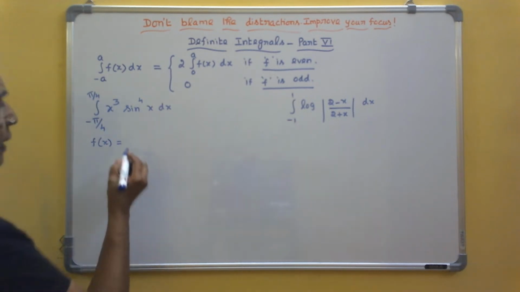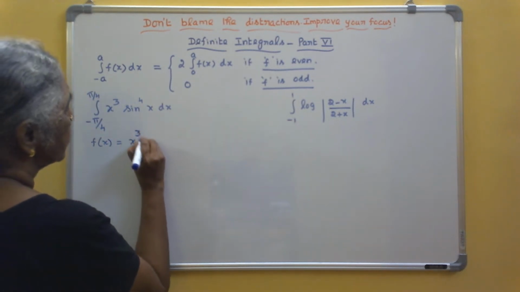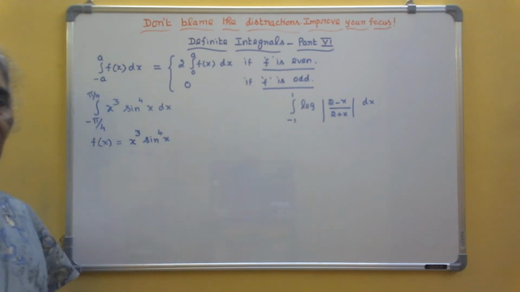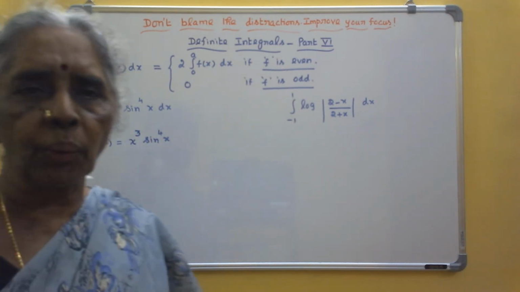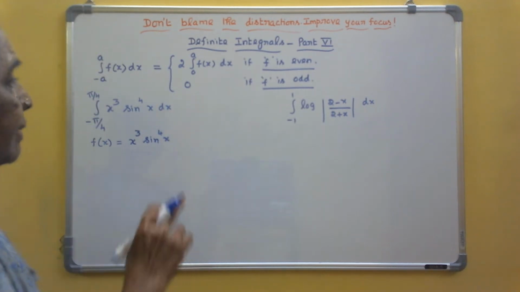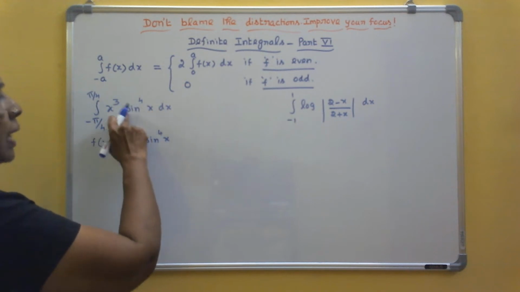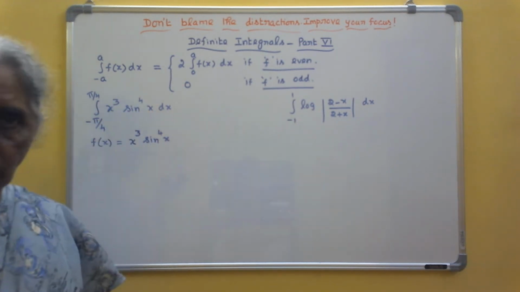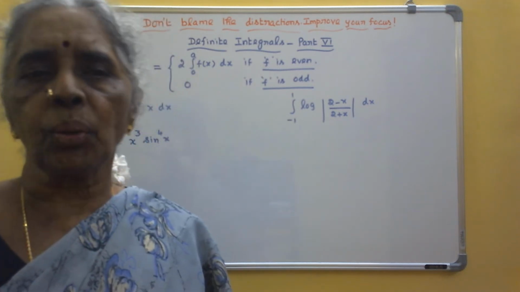and a trigonometric function. f of x is x cube sine power 4x. Okay. Actually, by practice you will know. Even without doing, you will be able to say. See, because it is power 4, this part will be plus. This part will be negation. So, the product will be negation. So, it is an odd function. Like that, you will learn it.